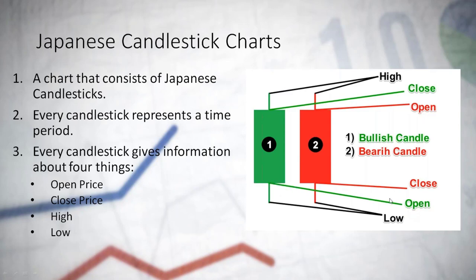the body, as it is written in green to the right. The bottom of the body. The close of the period is located at the top of the body. The high point of the period is located at the upper candle wick, this green line above the green candle, and the lowest point of this candle is located below the body, at the tip of the lower candle wick.